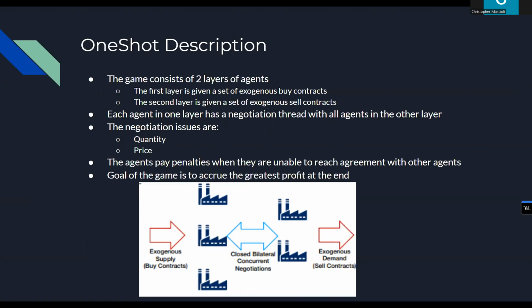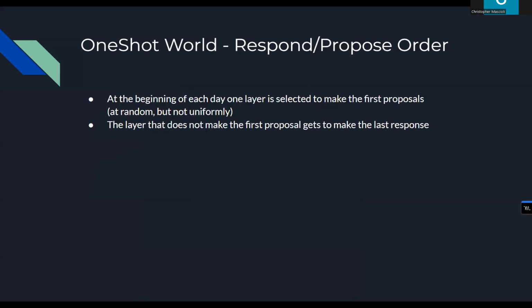Each agent in a particular layer has a negotiation thread with every agent in the other layer. So if there's 3 agents in the first layer and 4 agents in the second one, there's going to be 12 concurrent negotiation threads. Each negotiation has 2 issues it's trying to determine: quantity, which is between 0 and 10, and price, which is based on the trading price and the price multiplier of a particular day. The agents pay penalties when they're not able to either sell enough or obtain enough to fulfill their exogenous contracts. And the goal of the game is to accrue the greatest profit at the end.